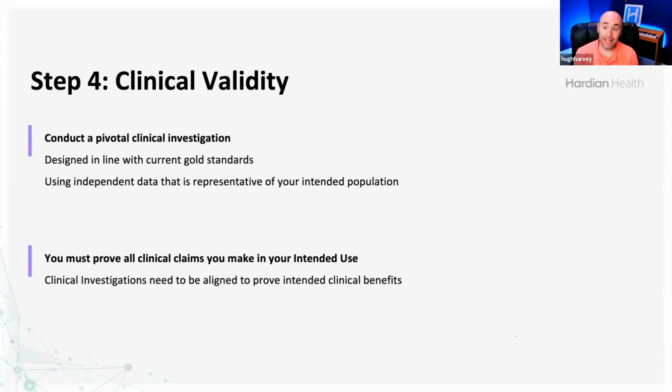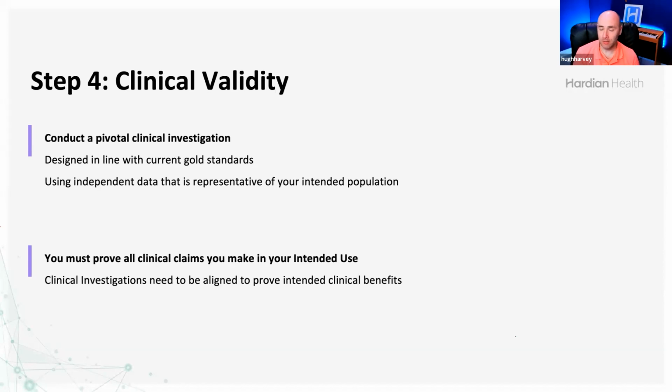As I've said, this needs to use independent data and it needs to be representative of your intended population. You'll remember at the start, we said you need to write down your intended use, and hopefully through doing your intended use exercise and your literature review, you will now have a very good idea of your exact intended population. So all of the limitations, whether that be age range, sex, demographics, any other substratifications that we can think of, you are now going to go out and collect independent data based solely on your intended population.